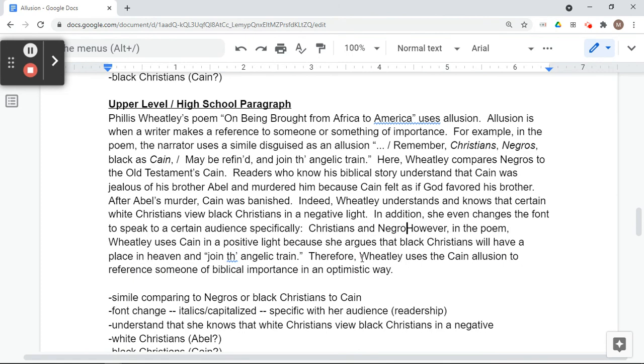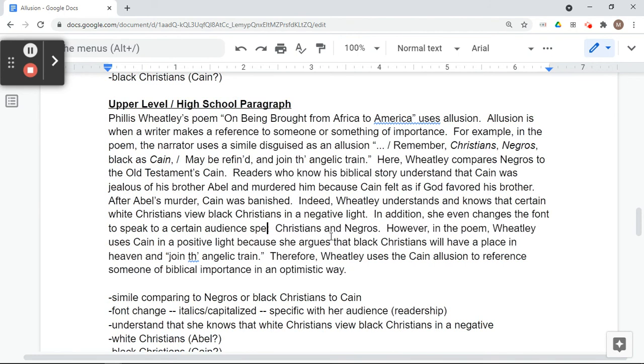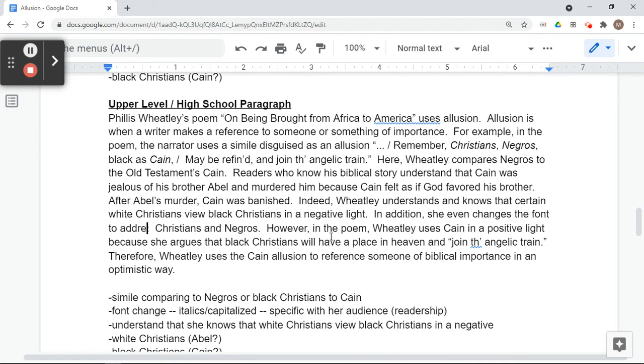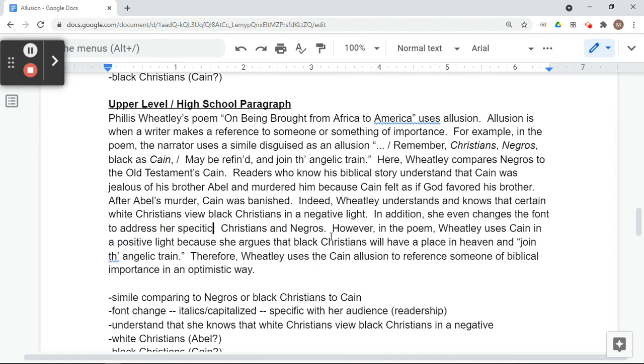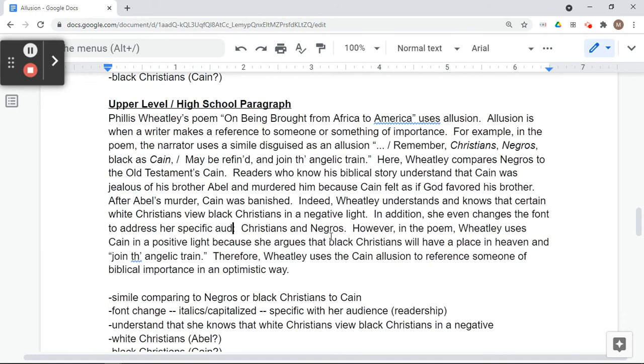And you can even add that in because, again, I know Cain is also italicized, but there's no doubt that she's speaking to a specific audience. In addition, she even changes the font to address her specific audience, Christians and Negroes.